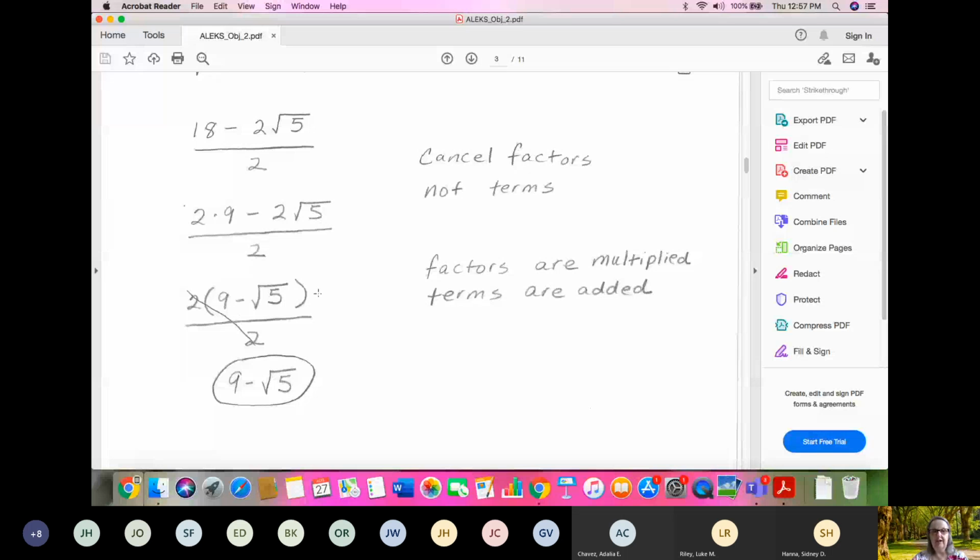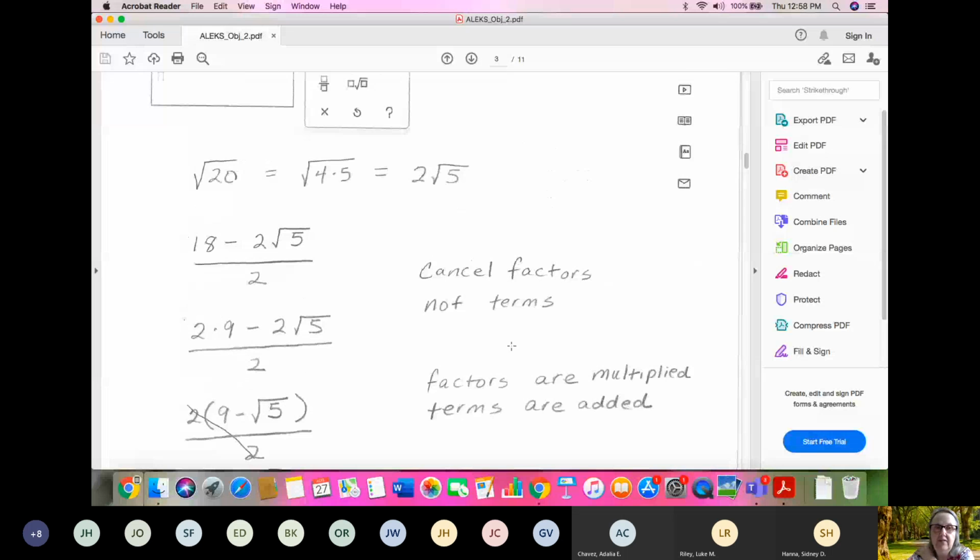Now we've got a 2 here and a 2 here. We can cancel those 2s. Why can we cancel them? 2 divided by 2 is what? It's 1, right? And 1 times what's left is what's left. So what's left is 9 minus square root of 5. And that is the answer. So we can cancel factors, not terms. Factors are multiplied. Terms are added. That's why there's a difference there. Any questions on this particular question? Is this given in ALEKS?